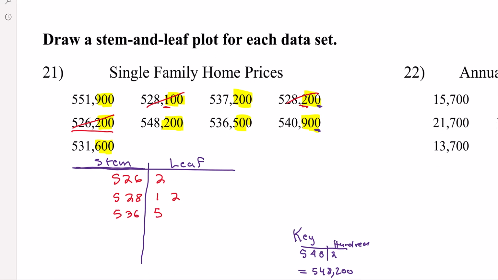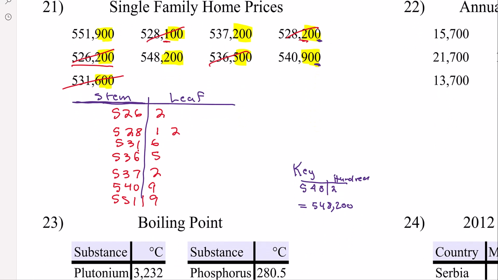Then there's 536. That's 500. I missed, sorry about that. I didn't see 531. So I'll put the 536, and then we have 531,600. So we've got 537, 200, 540, 900, 551,900. All right. But this is what's really important, is to have a key.